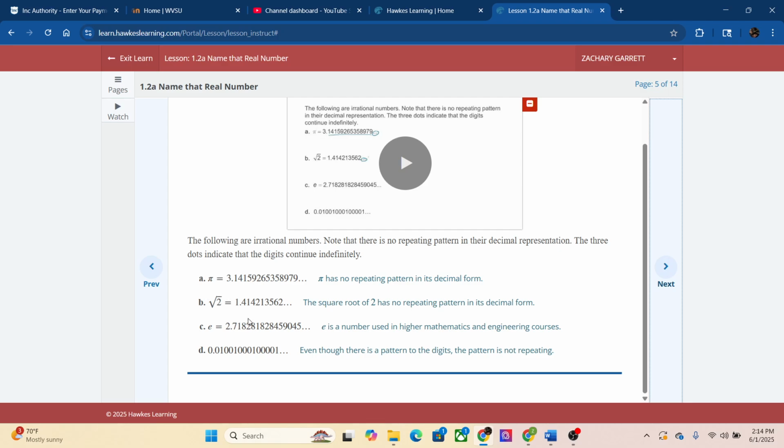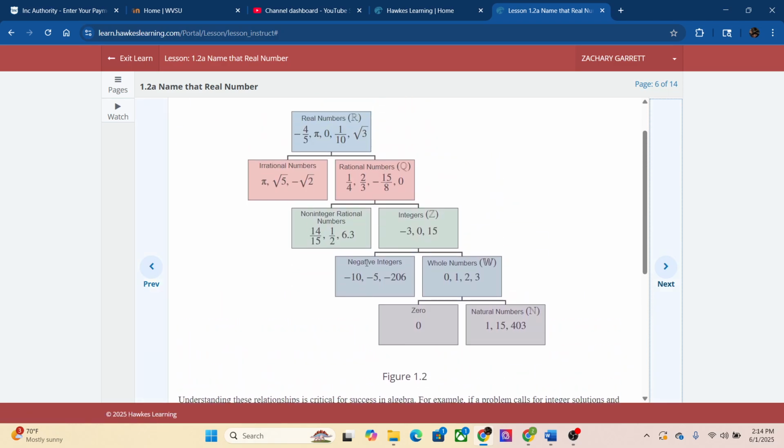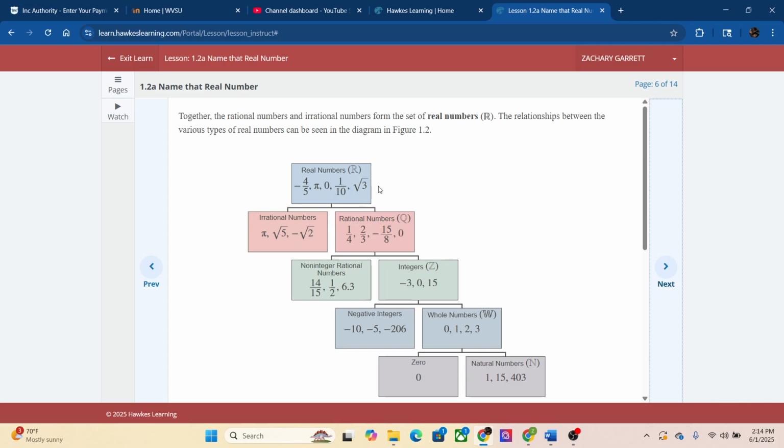The square root of 2 has no repeating pattern in its decimal form. E is a number used in higher mathematics and engineering courses. As you can see, it's infinite and it doesn't repeat. Even though there is no pattern to the digits, the pattern is not repeating. Here we have a little bit of a tree example.